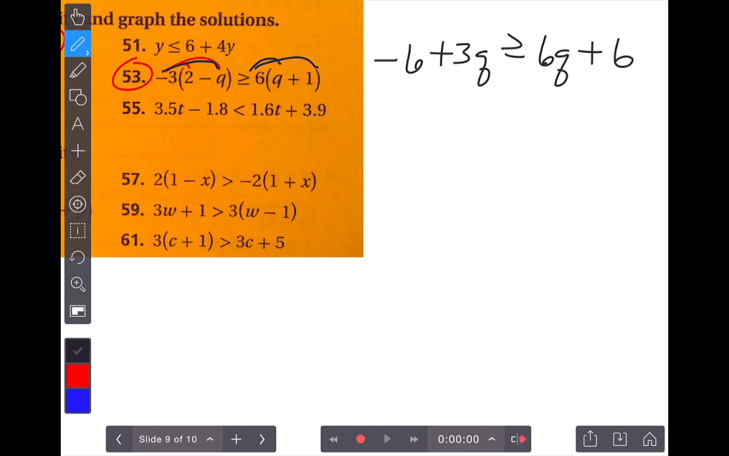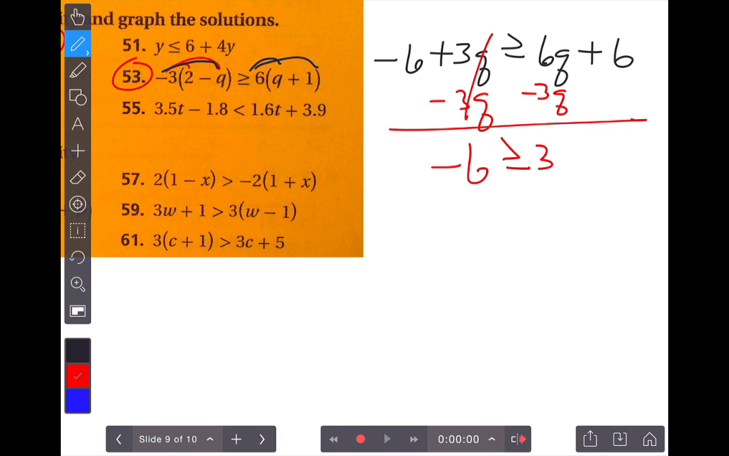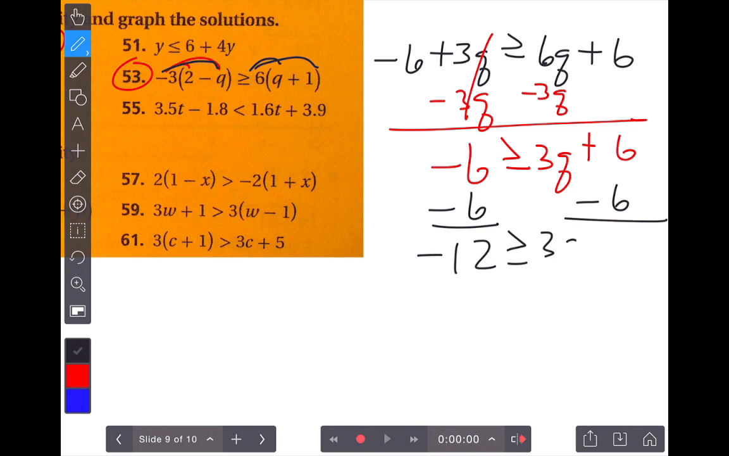And then you're going to solve it for q, so minus 3q on both sides. And bring down the negative 6, bring down your inequality. 6 minus 3 is 3q. The q doesn't go away. Bring down your plus 6. Now, I'm going to subtract 6 from both sides. I get minus 12 is greater than or equal to 3q. Divide by 3, and you're going to get q is less than or equal to negative 4.